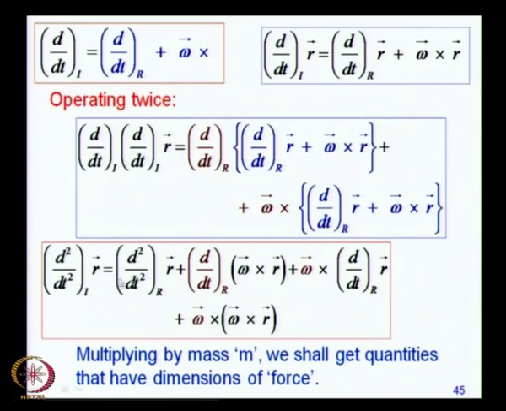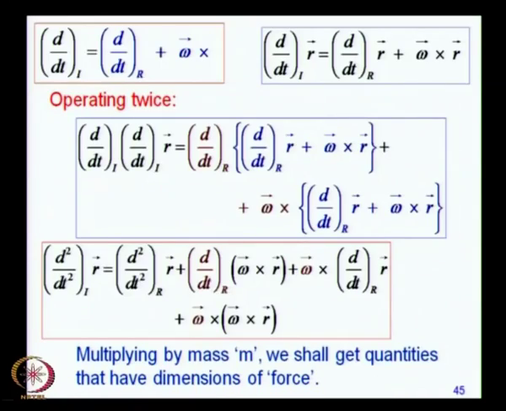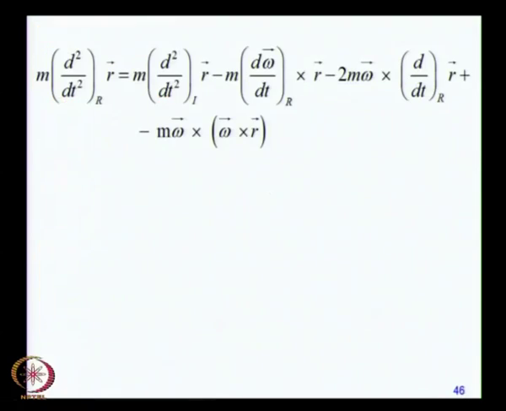Now, here is an expression for acceleration. If you multiply each term by mass, you will get a term which will have the dimensions of force. Now, what is the interpretation of each force term is a different question, we will discuss that. But it is obvious that if you multiply each term by mass, you will get new quantities which have the dimensions of force. So, here I have multiplied each term by mass.